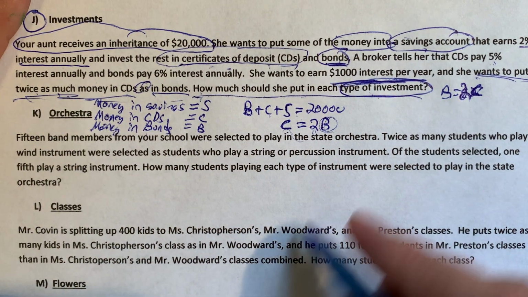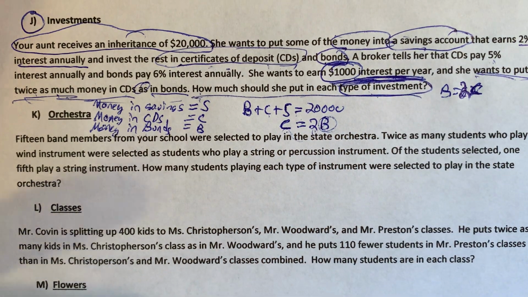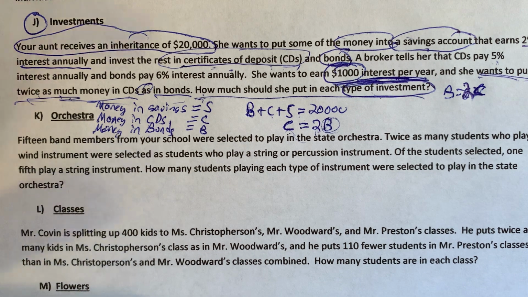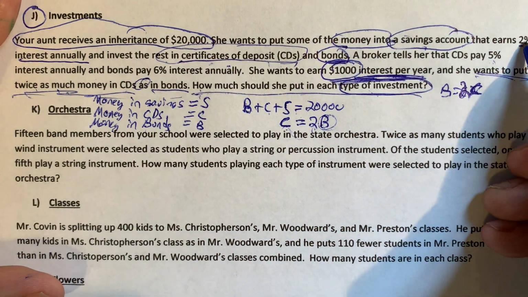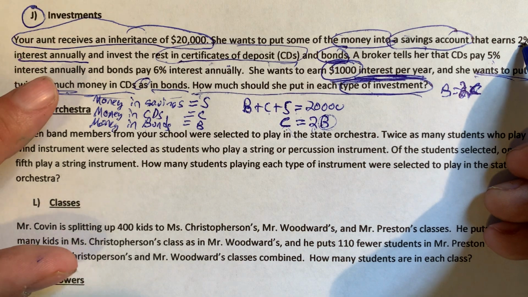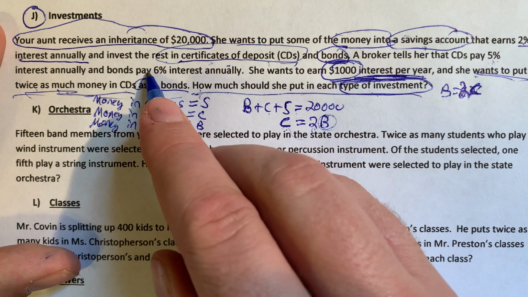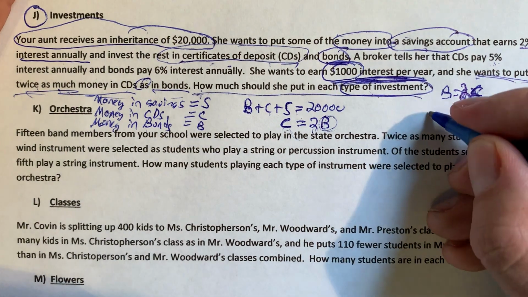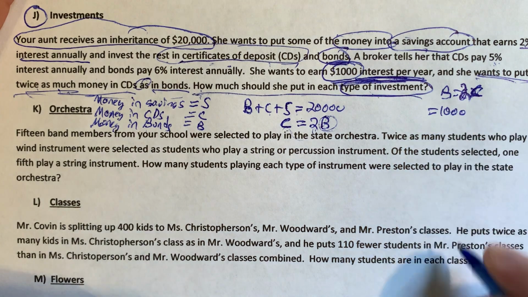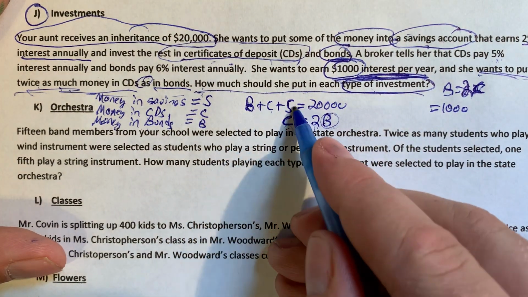Okay, the last thing is she wants to earn $1,000 in interest per year. Now, this is not an exponential equation, but it does sort of involve a similar idea. She earns 2% from her savings account, 5% from CDs, and 6% from bonds annually. And at the end of the year, this all needs to add up to $1,000. Okay, so what is adding up to $1,000? Well, it's not B plus C plus S. That adds up to 20,000.